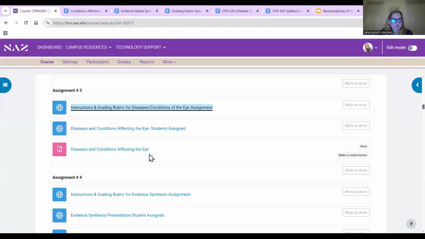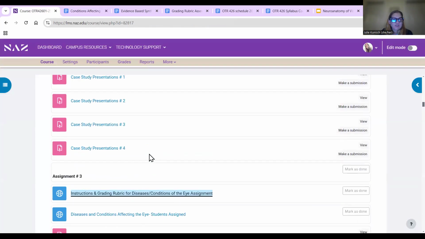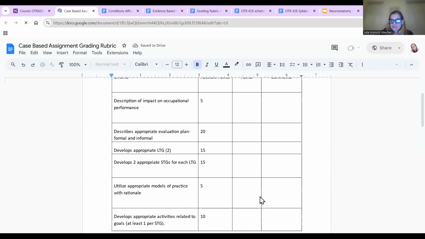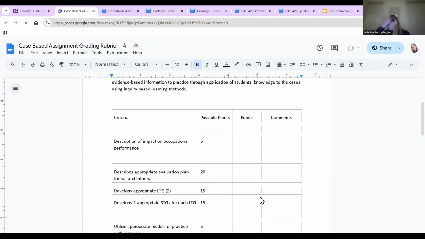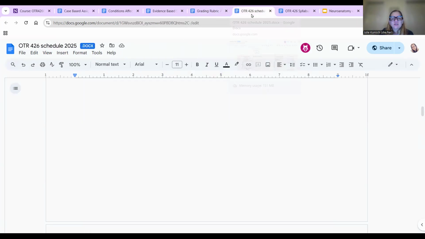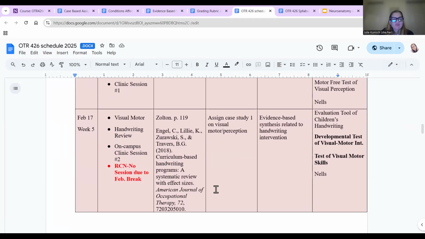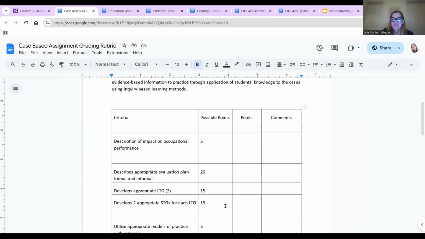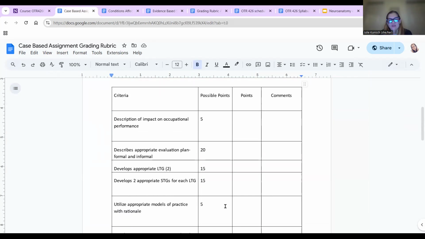And then finally, probably the most complicated or the newest assignment is the case-based learning. There are going to be 4 case-based assignments that you're going to be assigned throughout the semester. The first one is in week 5, you'll be assigned a case study on visual motor and visual perceptual issues or challenges. You will be assigned in groups. There'll be groups of 3, and you'll work on the case together.